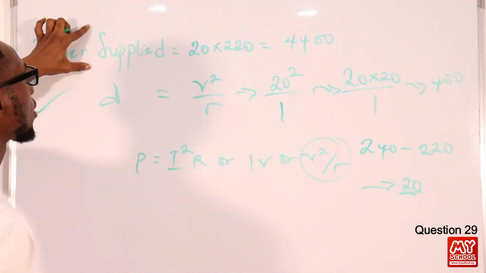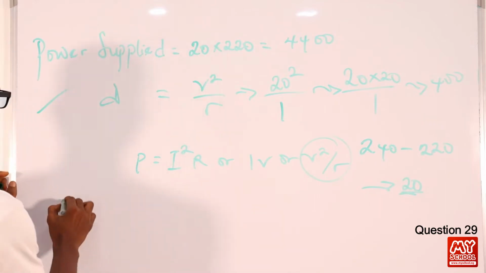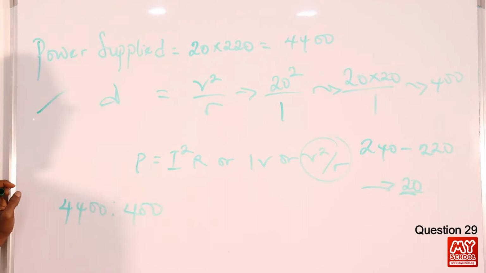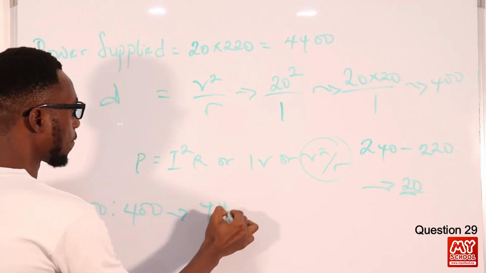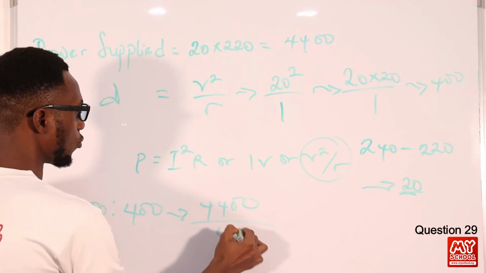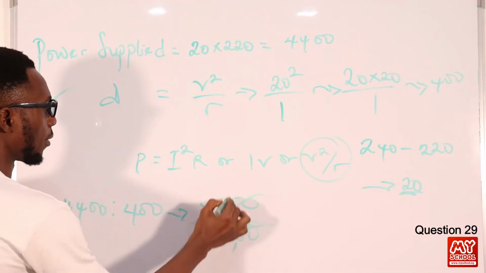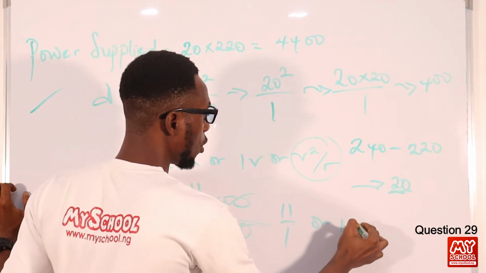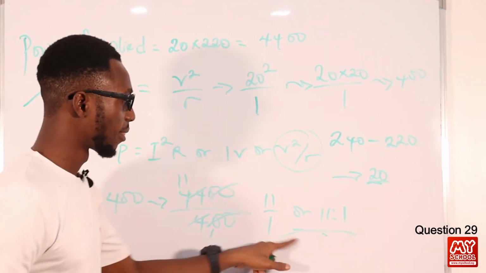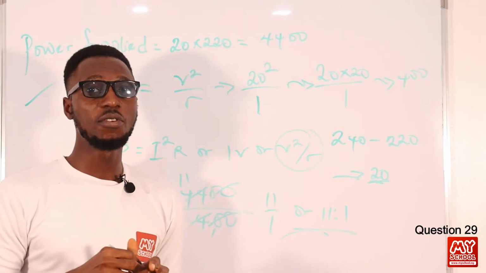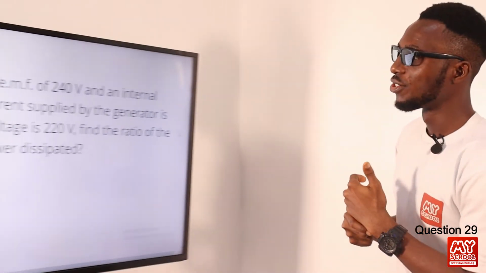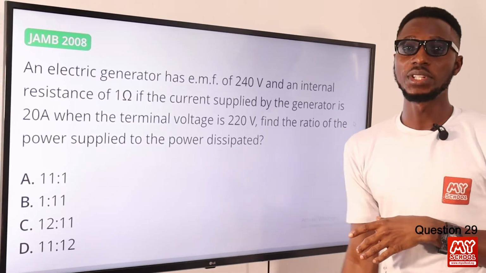So the ratio of power supplied to power dissipated will just be 4400 ratio 400 watts. That still means 4400 over 400. 4 into 4 is 1, 4 into 44 is 11. That is 11 over 1, or you can say 11 ratio 1. So this should be our correct value. Let's go back to the screen. So option A is the right solution.